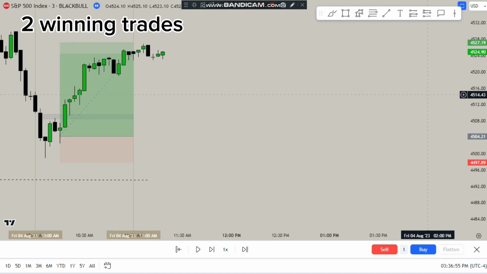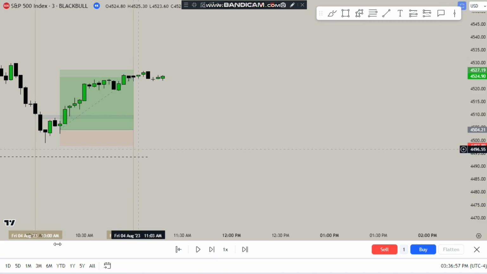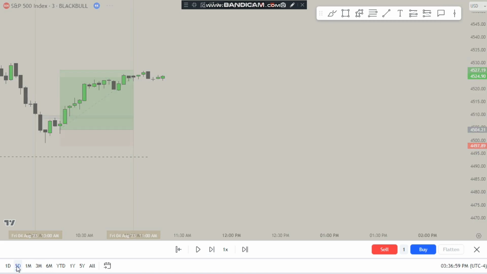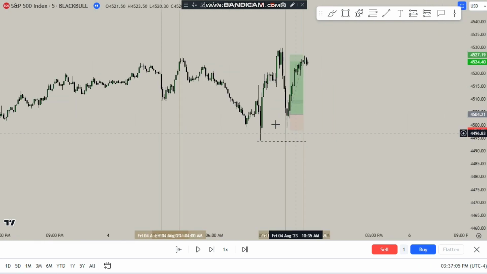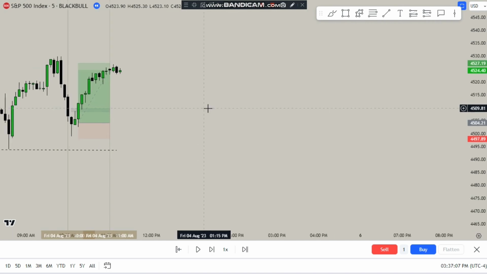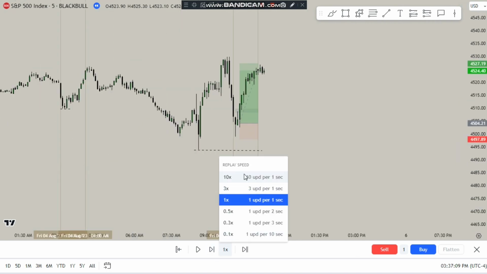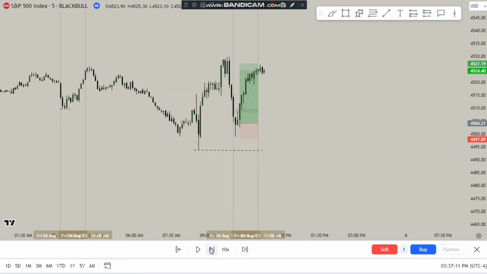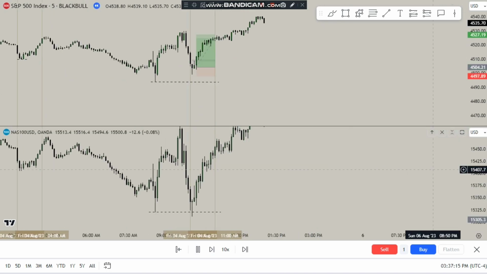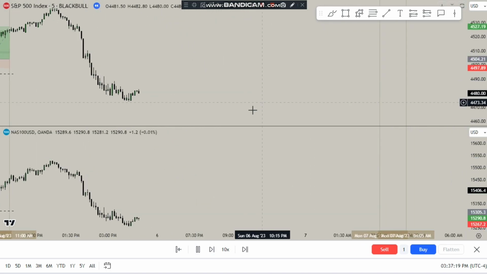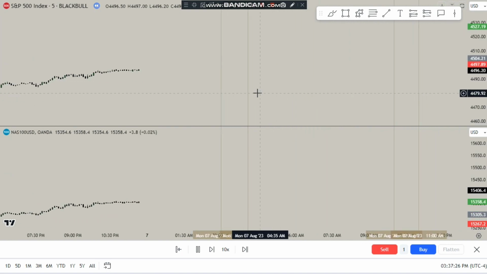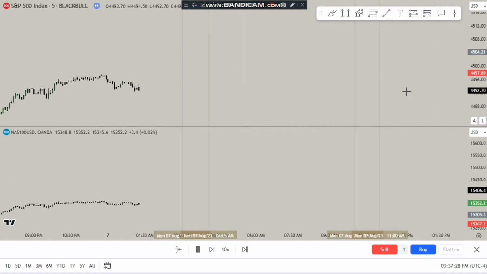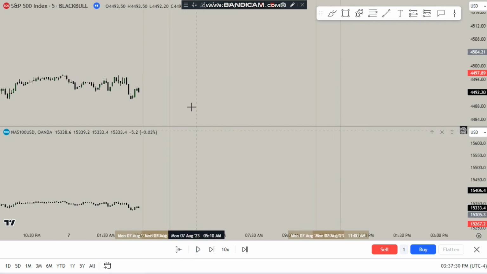Now I will forward it a bit more. Let me shift back to the 5-minute. So when you have a clear divergence like this, you can shift to smaller time frames. If the divergence isn't clear, then you won't shift to smaller time frames. Okay, so I will stop it here.